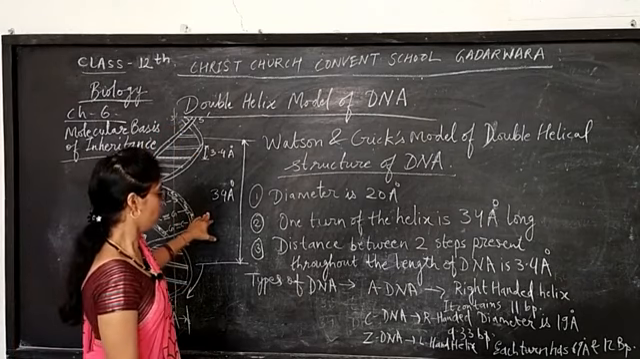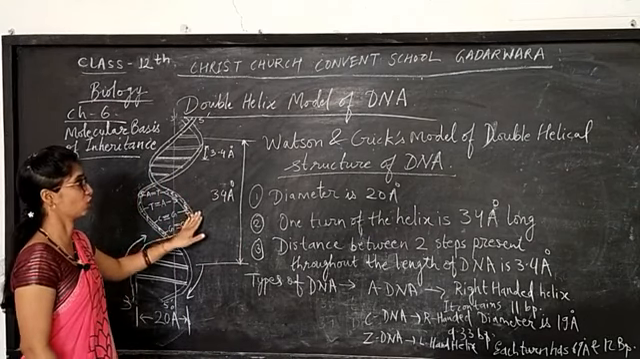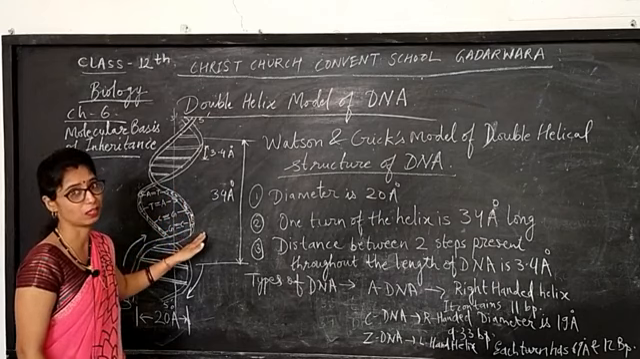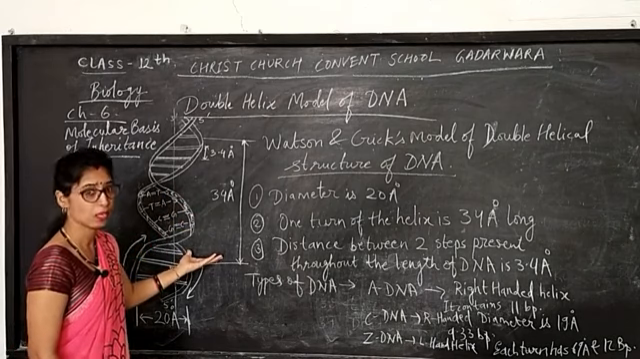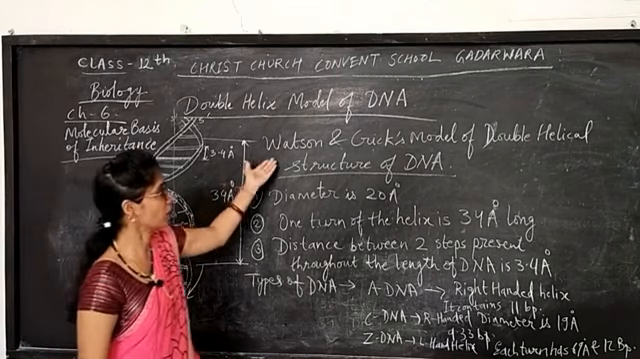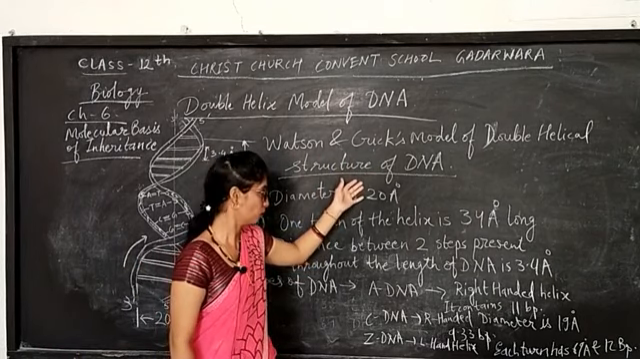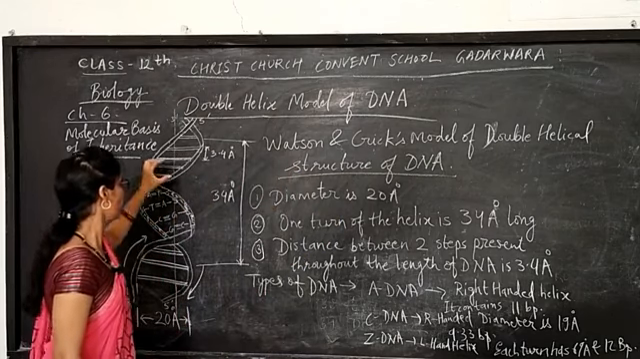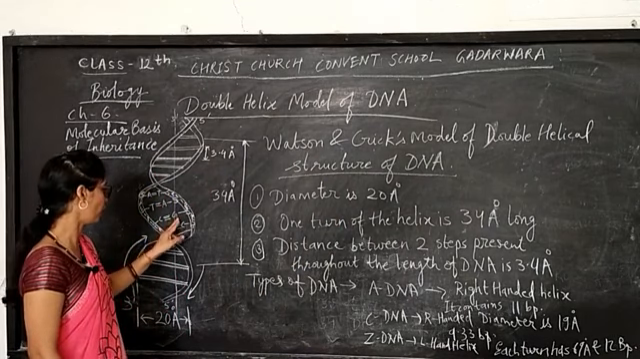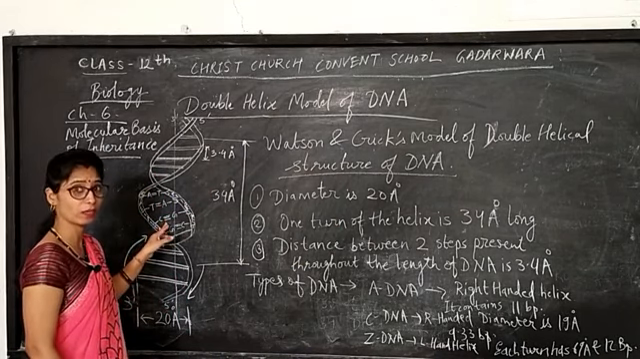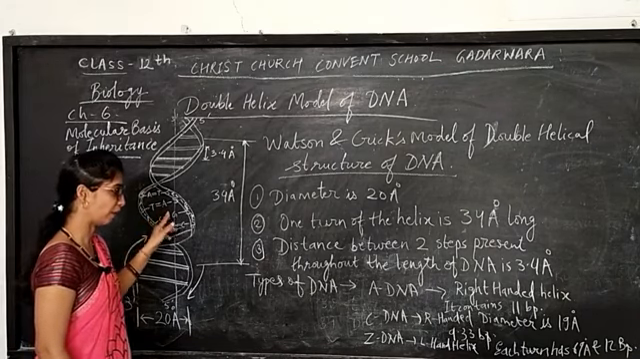And this is the diagram of the double helical structure, the double helix model of DNA. This is accepted all over the world, and due to this Watson and Crick got the Nobel Prize in 1962. So you know that the bond between cytosine and guanine is a triple hydrogen bond, and the double bond is between thymine and adenine.